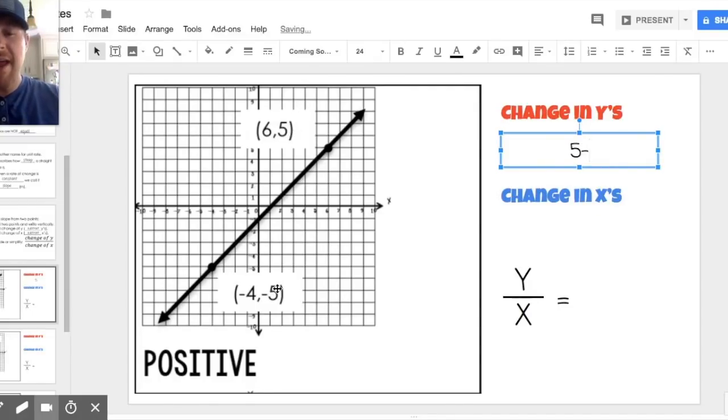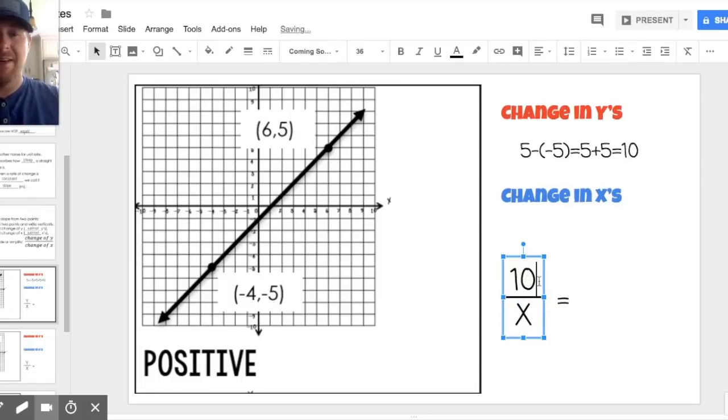minus -5, okay? So what happens with 2 negatives here? It looks kind of funny, so I'm going to put parentheses around that just so it doesn't look as funny. But remember, minus a negative is the same thing as 5 plus a +5, which is, of course, 10. So our change in y here is 10.